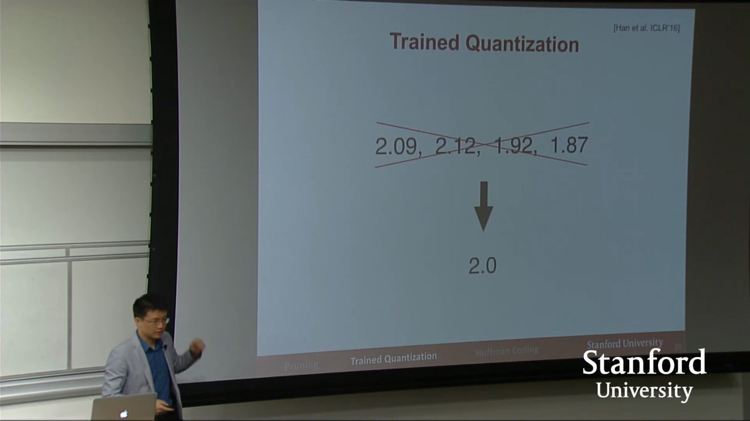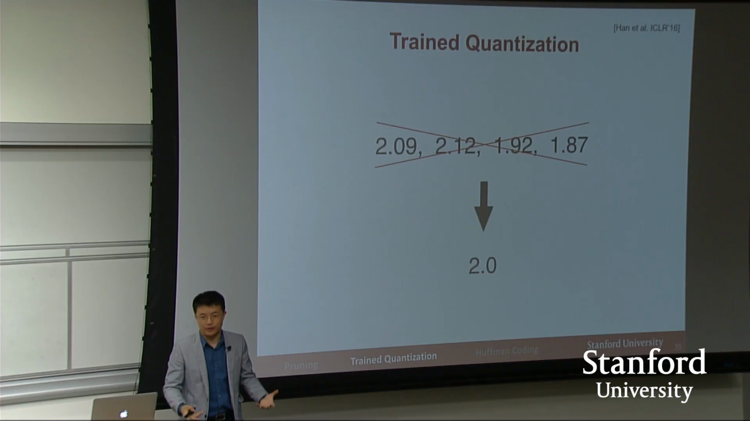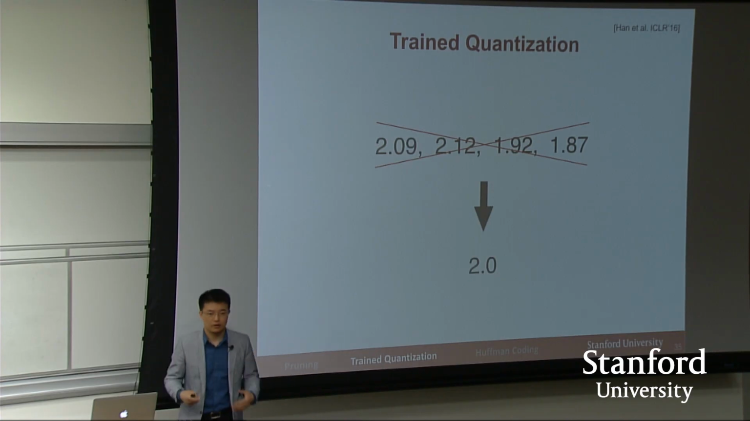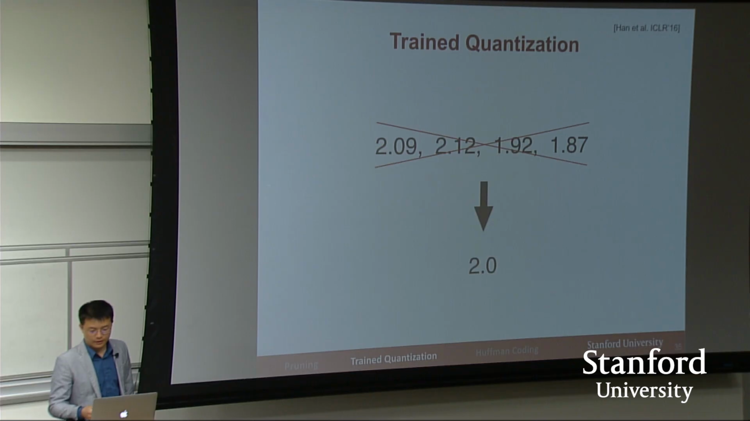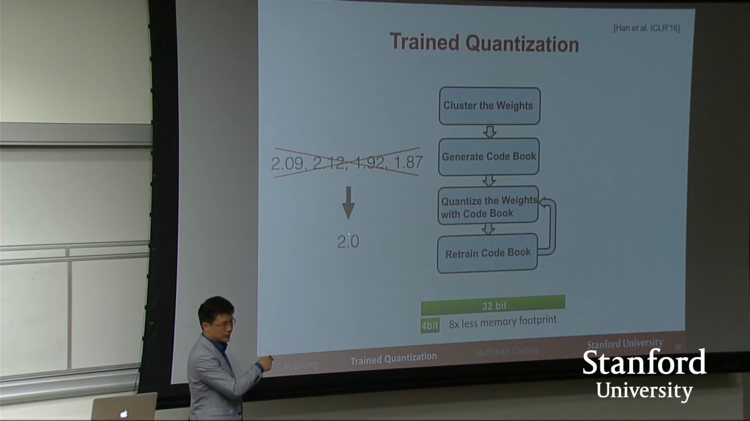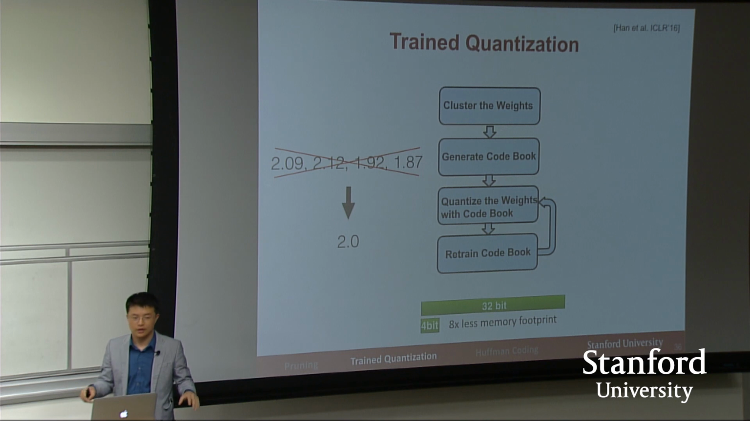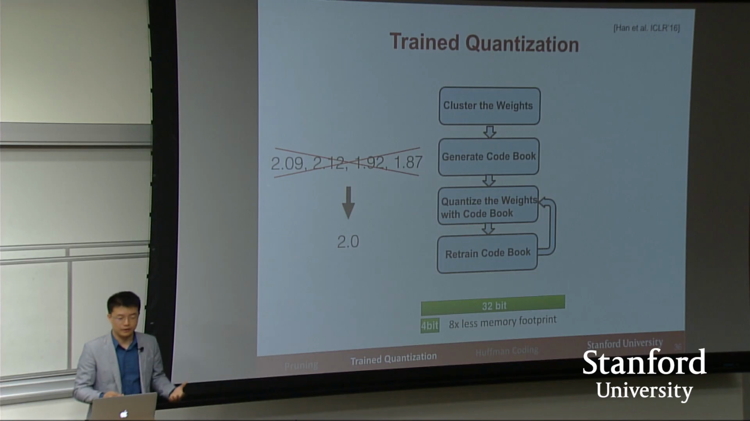So the idea is like this. Not all the weights have to be the exact number. For example, 2.09, 2.12, or all these 4 weights, you just use 2 to represent them. That's enough. Otherwise, too accurate numbers just lead to overfitting. So I can cluster the weights if they are similar, using a centroid to represent the number instead of using the full precision weight, so that every time I do inference, I just use this single number.